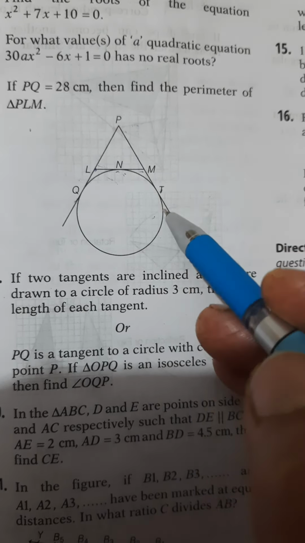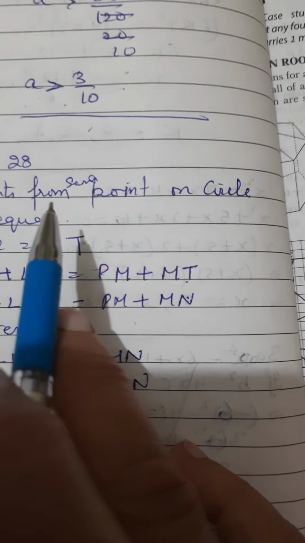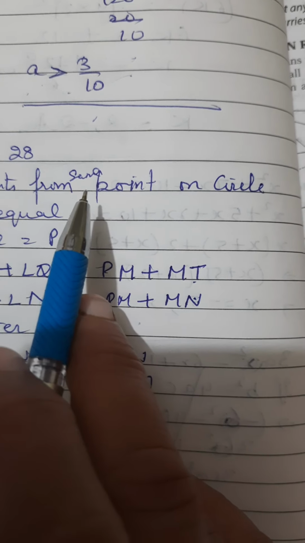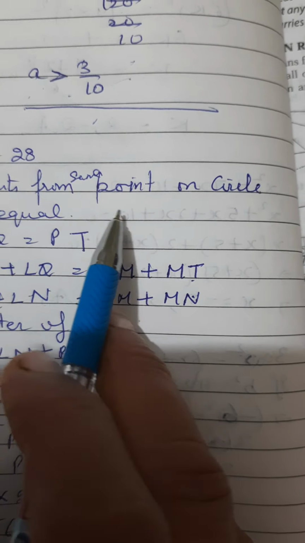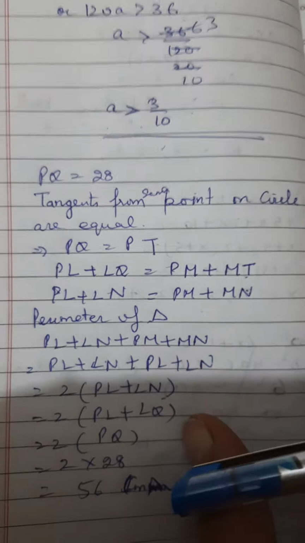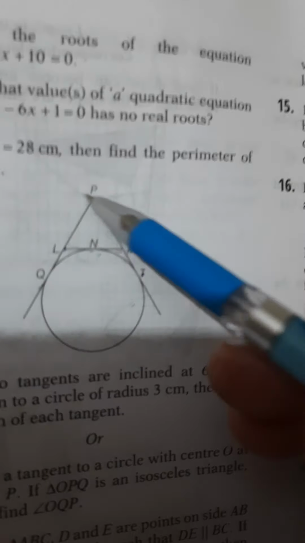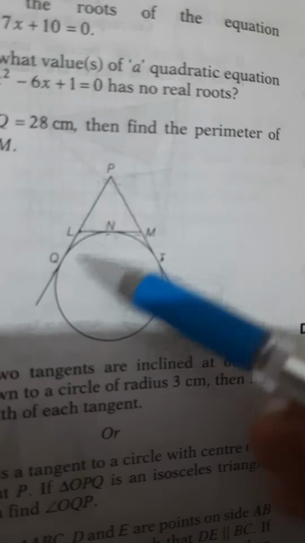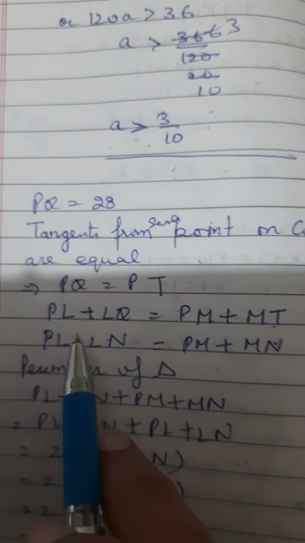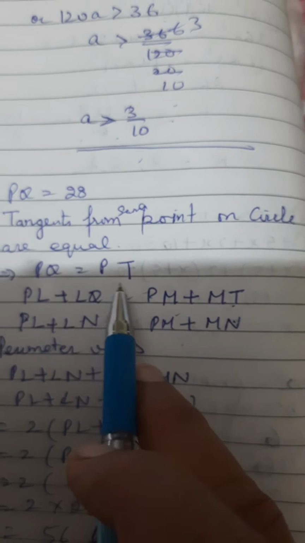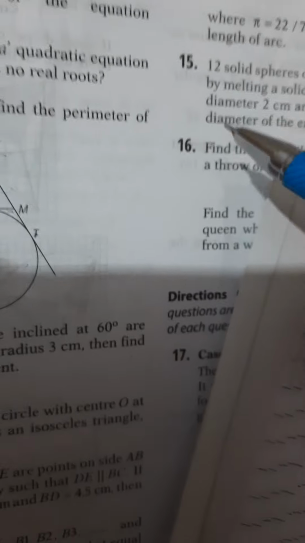See here, PQ is given to be 28. Tangents from the same point on a circle are equal. PQ is equal to PT. Now PQ is equal to PL plus LQ. We have put this. Similarly, PT is PM plus MT.